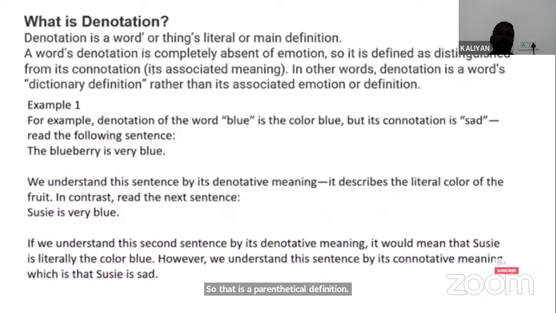And then denotation. We already discussed it in detail in research methodology. Again, denotation is the literal or main definition of a word or thing. Denotation mostly means the dictionary definition. For example, the denotation of the word blue is a color, but in connotation, culturally, the blue color indicates sadness. So denotation is basically the dictionary meaning, the literal meaning of the word.